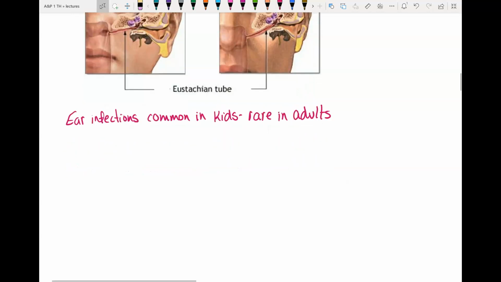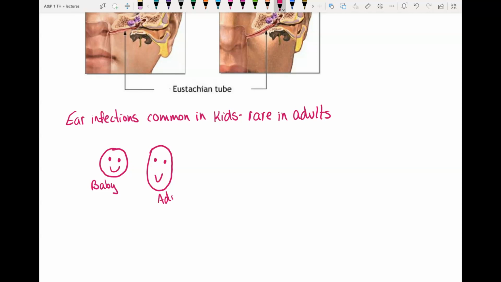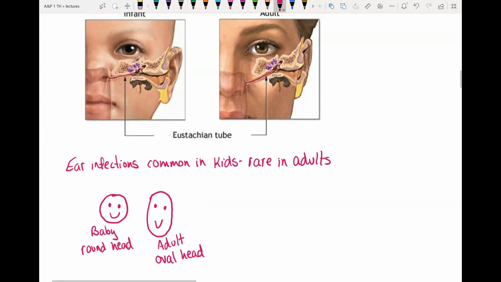If I draw two simple faces here, which one's the baby and which one's the adult? Even just from these basic, simple stick figure faces, you can tell this one is a baby, this one is an adult. Babies have a round head. Adults have an oval head. The difference between having a round head and an oval head determines your eustachian tube. In a baby with a round head, the eustachian tube is horizontal.